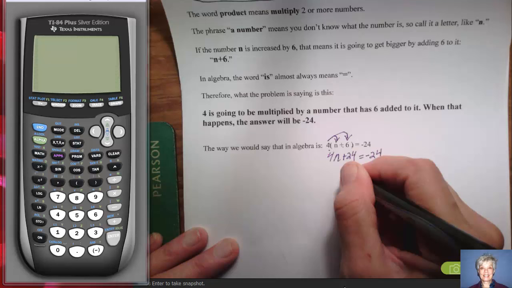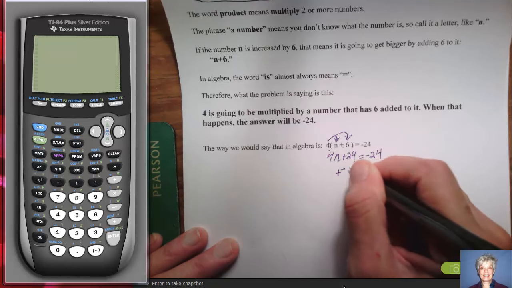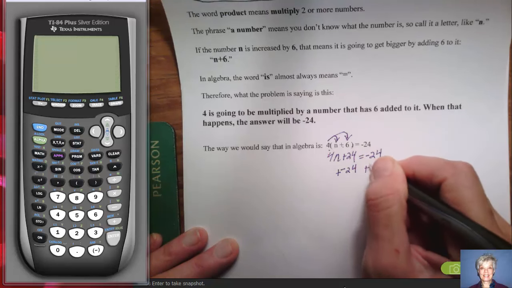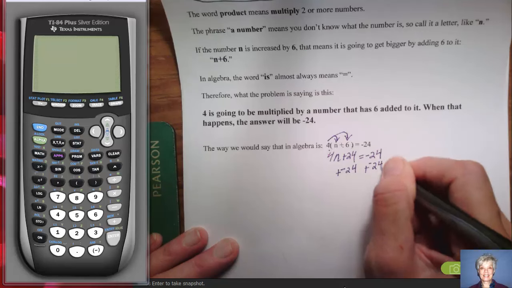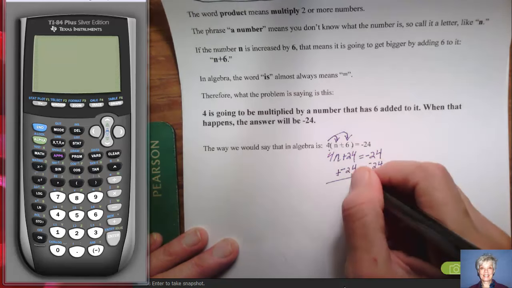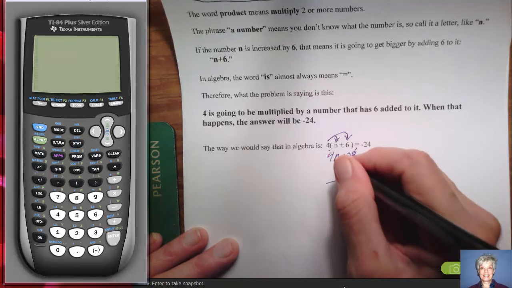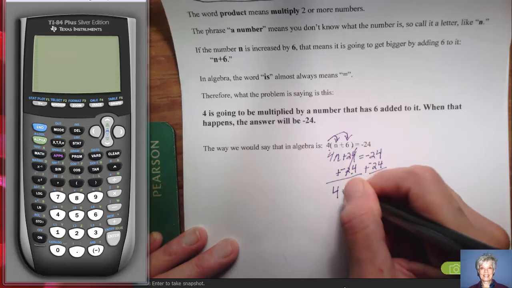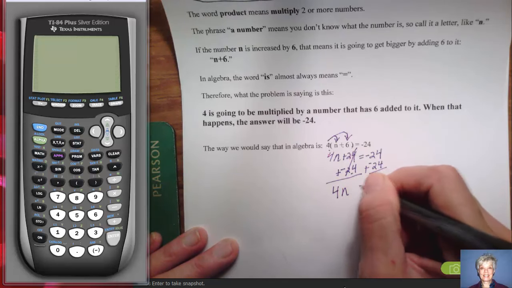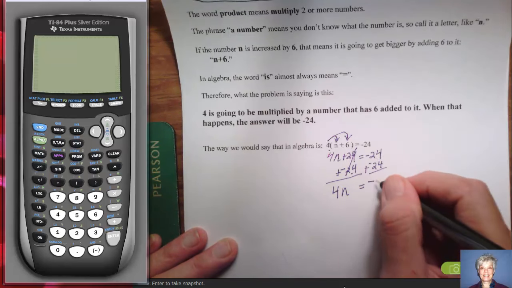And so then we subtract 24, that is, we add the opposite of 24, which is negative 24. We add negative 24 to both sides of the equation. 24 plus negative 24 on the left side zero out, bring down the 4n. Meanwhile, over on the right side of the equation, negative 24 plus negative 24 is negative 48.